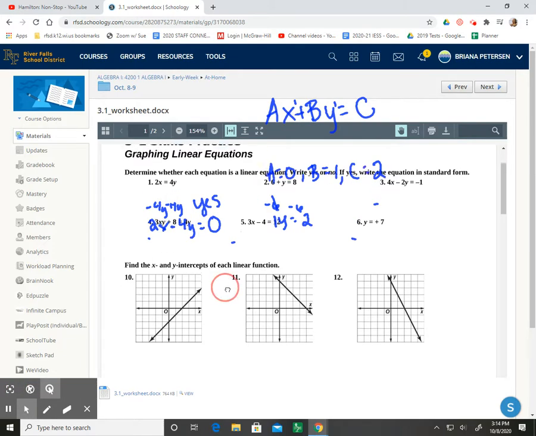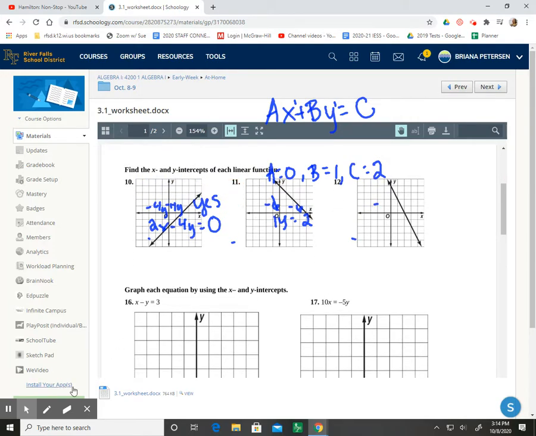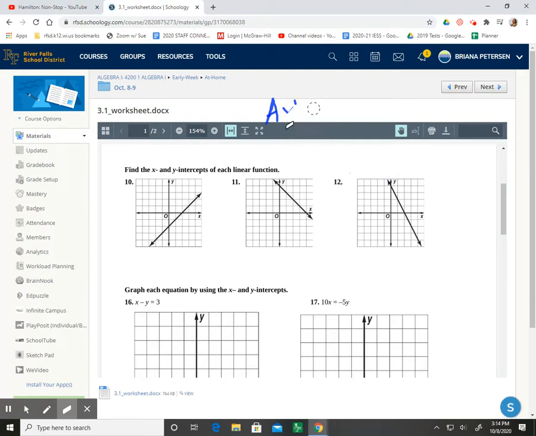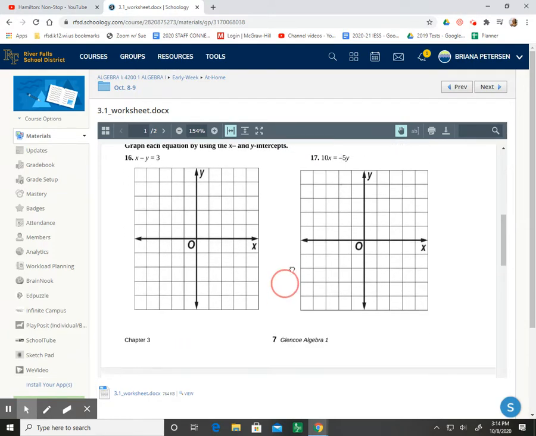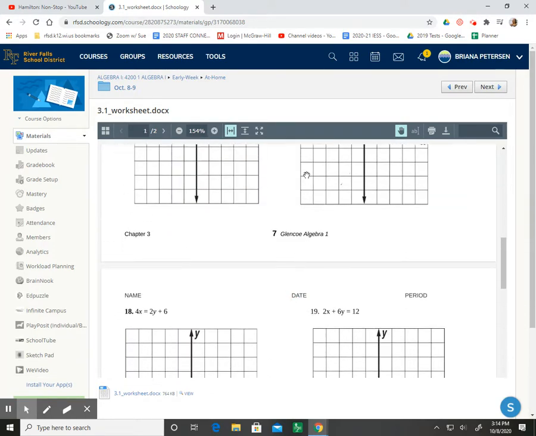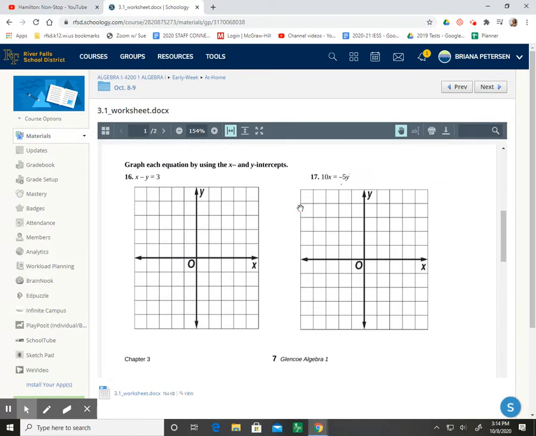Alright, so for 10, 11, and 12, that's what we talked about on Zoom, where you just need to find the x and y intercepts of a linear function. Remember what x and y intercepts are: that's where you cross the x and the y axis, and then give me those points. I just need those points. That's 10 through 12, and then 16, 17, 18, and 19. We need to graph each equation using the x and y intercepts.